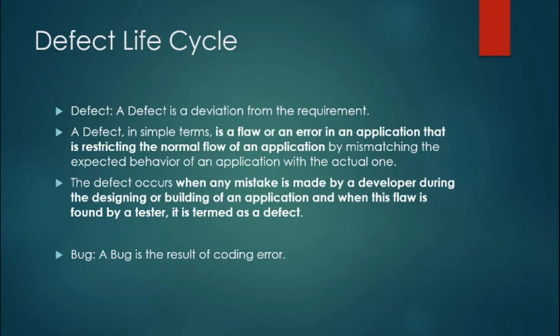Okay. So defect is a flaw or an error in an application that restricts the normal flow of an application. What actually happens is when any mistake is made by the developer during the designing or building of an application, and when this issue is found by the tester, then it is called a defect. Defect means deviation from the requirement. And bug is the result of coding error.